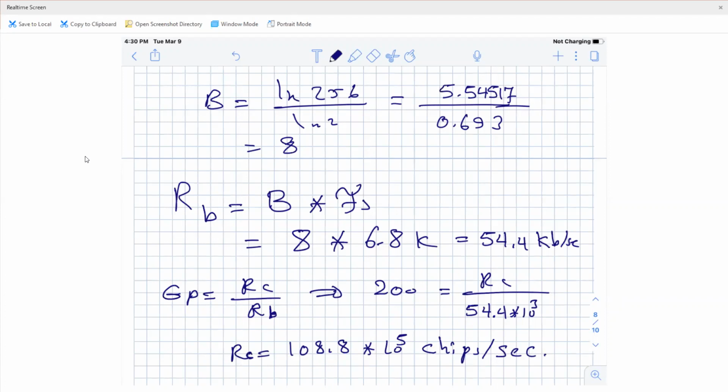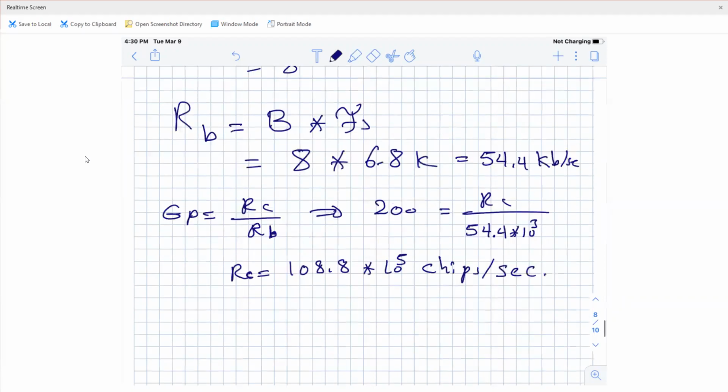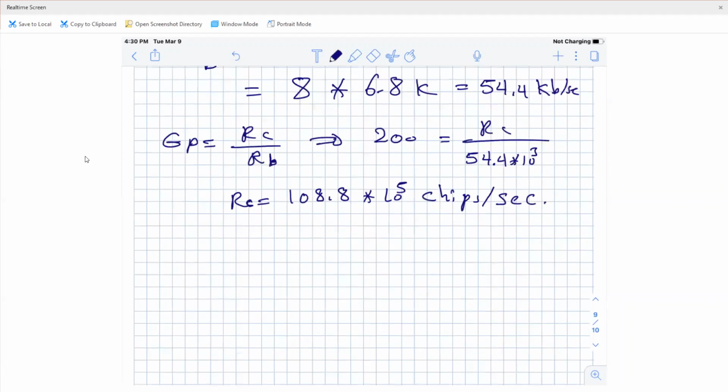It means 10.8 mega, 10 to the power 6. This will be the bit rate. I mean, the first branch is solved and obtained.